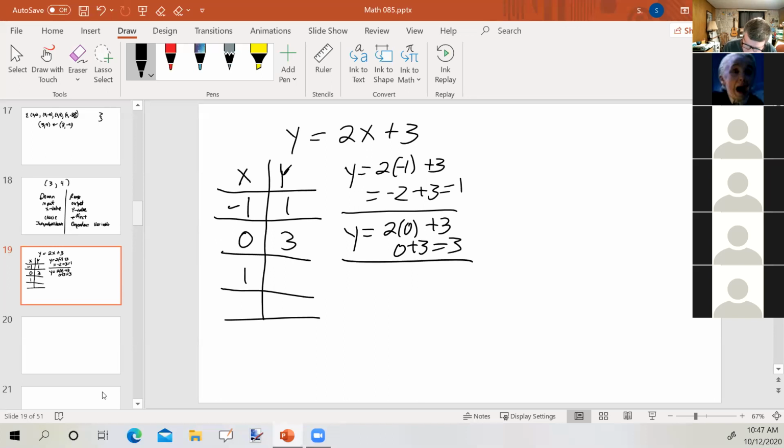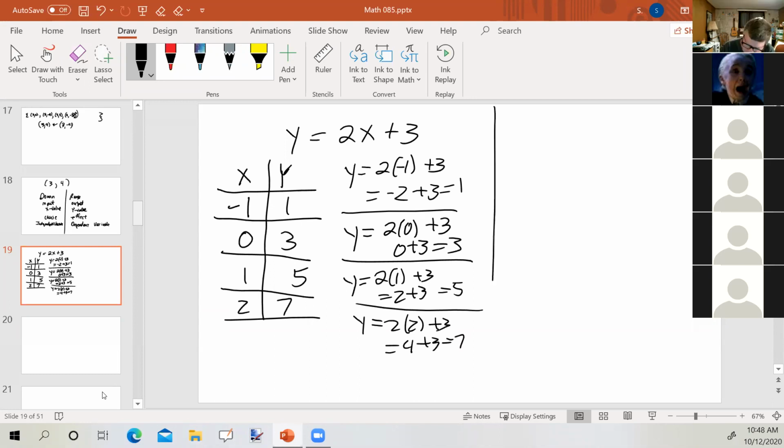How about if x is 1? How would you find y? Plug it in for x, right? Or you could be really lazy and just say, same thing. And if x is 2, y equals 2 times 2 plus 3, which is 4 plus 3, which is 7. Okay? Now, y equals 2x plus 3 not only is an equation, it is a function. For each input that I put in there, I'm going to get just one unique output. Okay? And we'll talk more about that later.